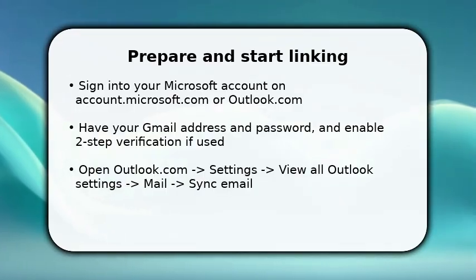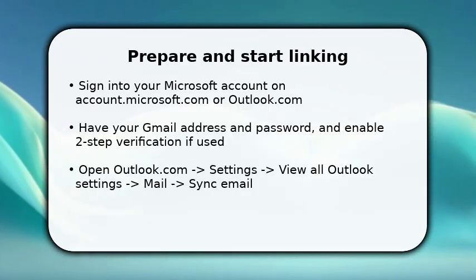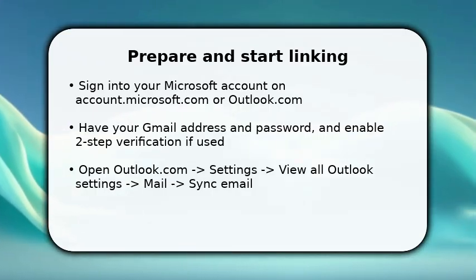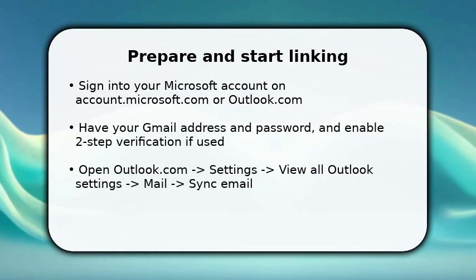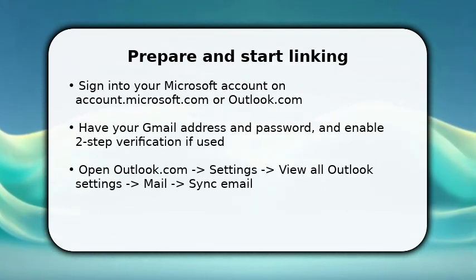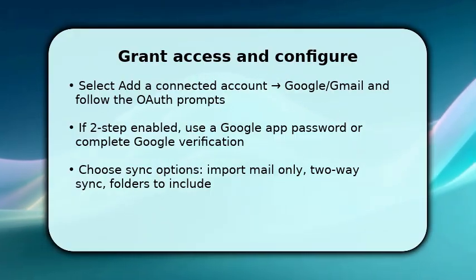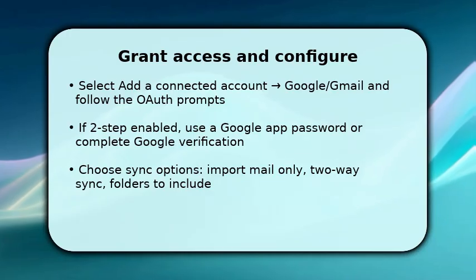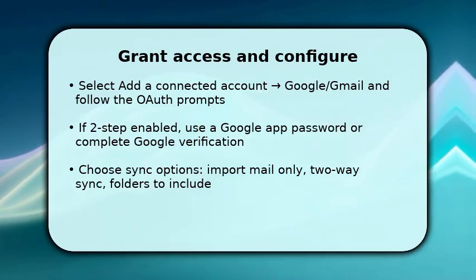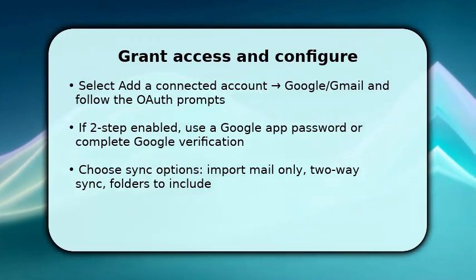This step starts the OAuth handshake that lets Microsoft access Mail without storing your raw password long-term, so you can safely proceed to grant access. Next, pick Google/Gmail as the connected account type and follow the OAuth prompts. You'll see Google's permission screen, grant Mail, contacts, and calendar access if you want full sync.